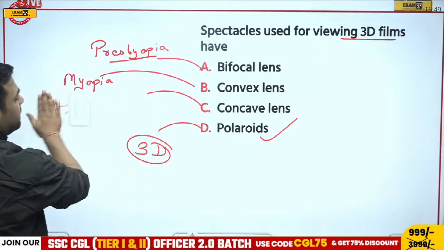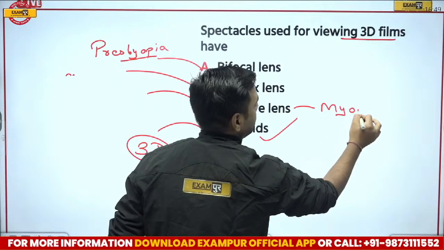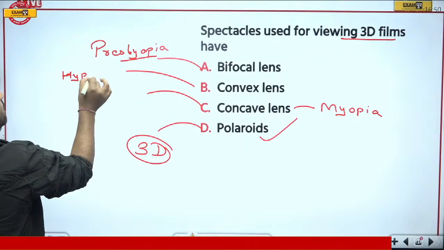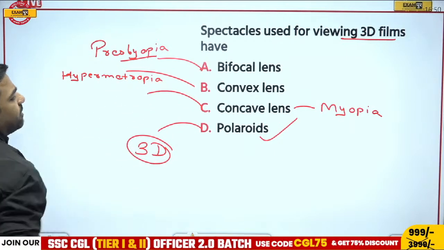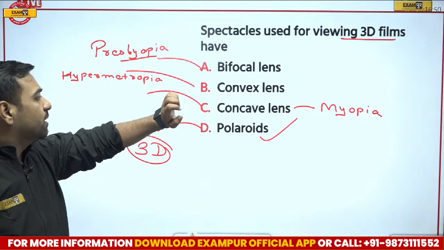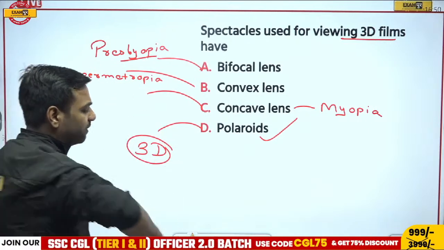Oh, sorry. I have written this opposite. Concave lens, it would be myopia. And for convex lens, it would be hypermetropia. So this is actually asked in the examination. For 3D part, you will be going with Polaroids. For myopia, you will be going with concave lens. For hypermetropia, convex. And for presbyopia, you will be going with bifocal.